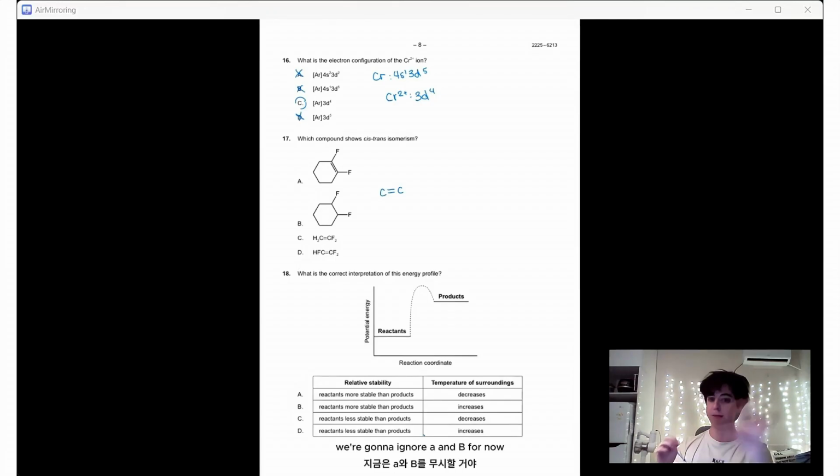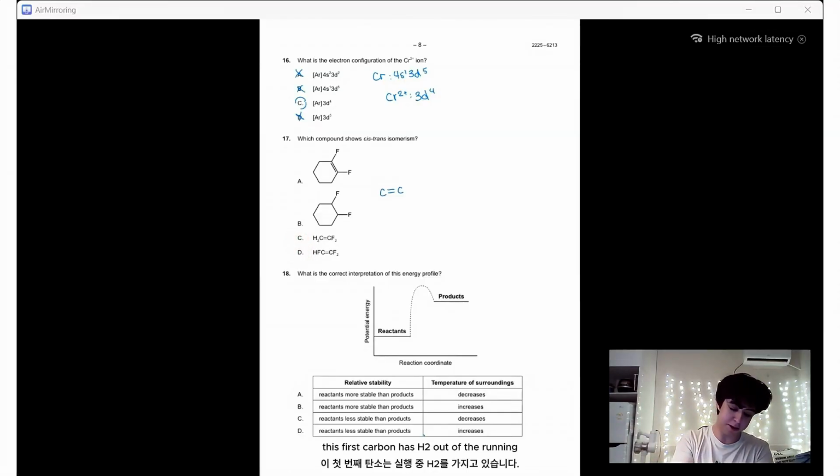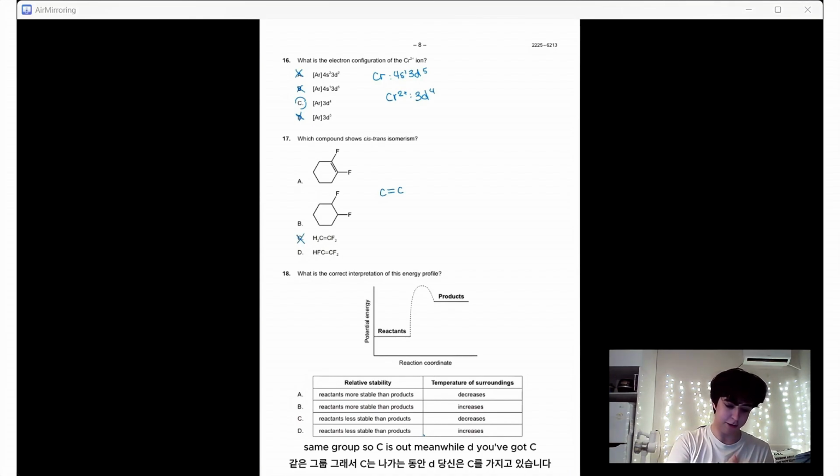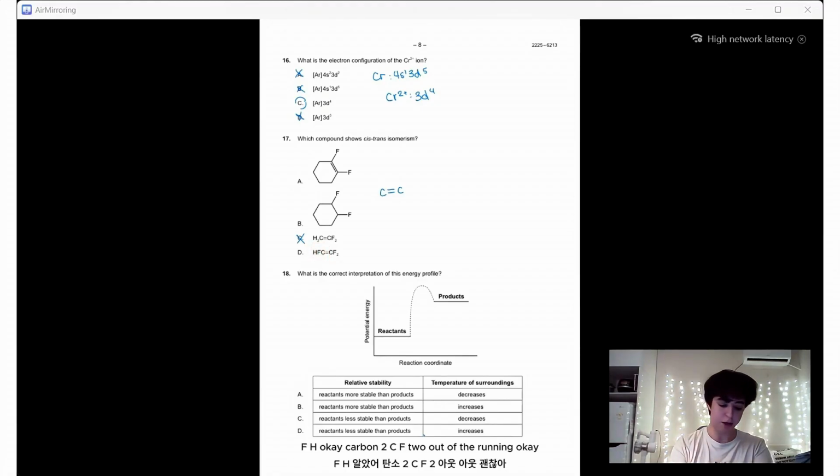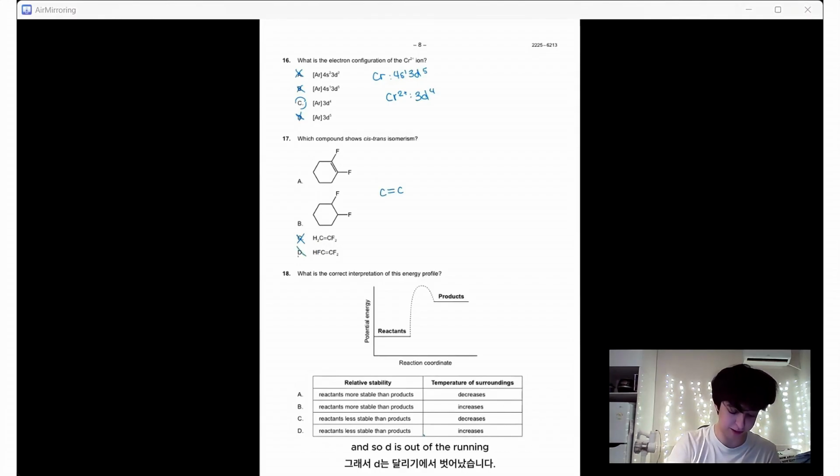We're going to ignore A and B for now because we're going to get there. We're going to look at just C and D. So C and D is this first carbon has H2 out of the running, same group. So C is out. Meanwhile, D, you've got CFH, okay? Carbon 2, CF2, out of the running, okay? And so D is out of the running.